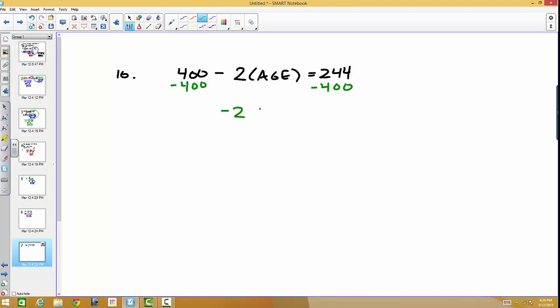So negative 2 age equals negative 156. And then you're going to isolate the word age by dividing both sides by negative 2. That's how you undo multiplication. So 78 is the answer.